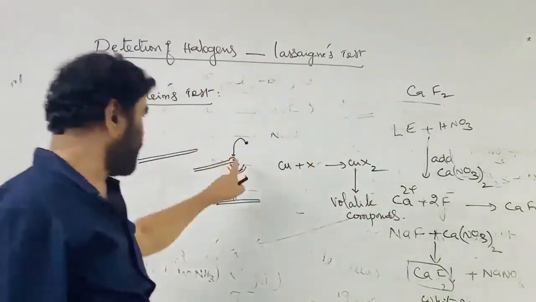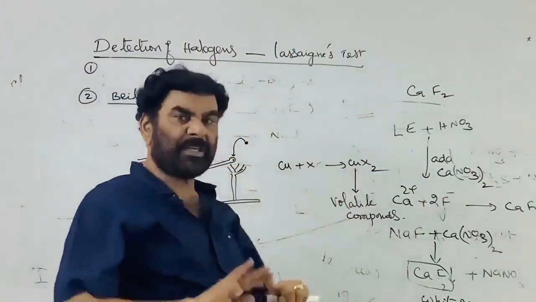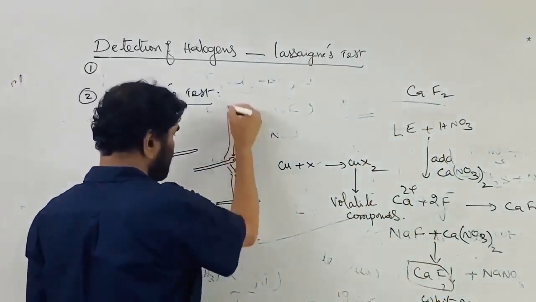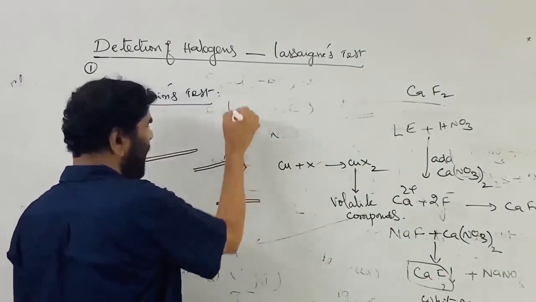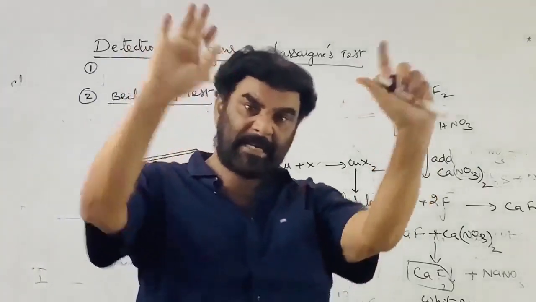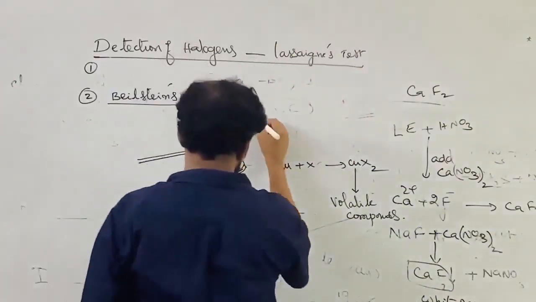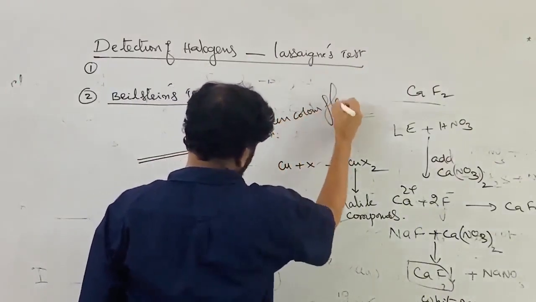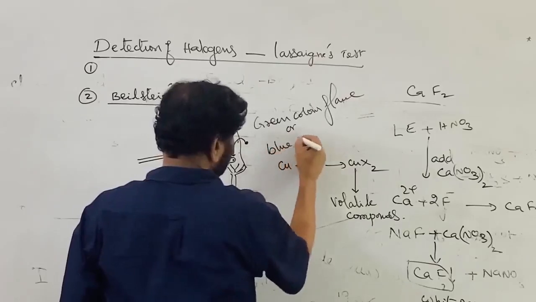So the halogen reacts with the copper and is converted to copper halide, which readily changes into vapor. The copper halide formed comes out into the Bunsen flame. The vapors of the copper halide, while vaporizing, give a characteristic color to the flame. So the formation of a green color flame, or a blue color flame, indicates the halogen.